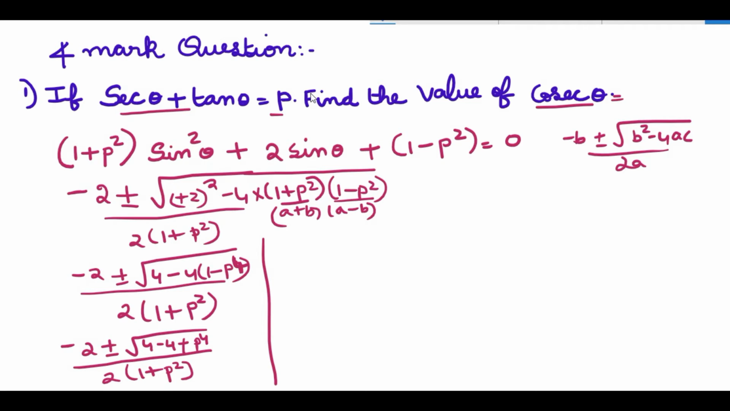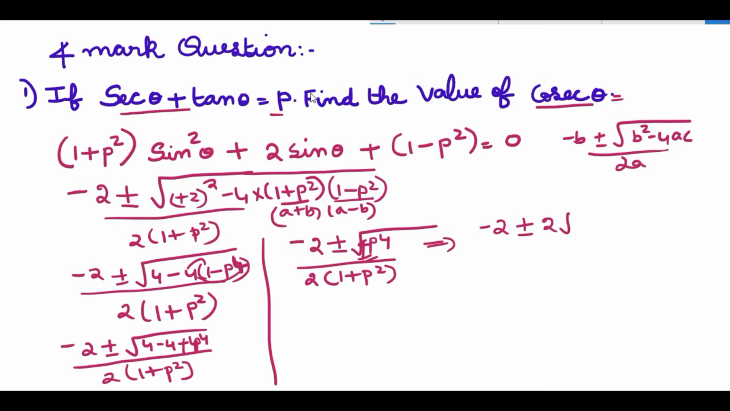We can simplify this further. So we have minus 2 plus or minus square root of 4 and 4 get cancelled, p to the power of 4 divided by 2 into 4p to the power of 4, because when you open the bracket both has to be multiplied. So 4p to the power of 4 into 1 plus p square. So which is again 2, the square root of 4 is 2. Take outside that 2. 2 plus or minus 2 square root of p to the power of 4 divide by 2 into 1 plus p square.